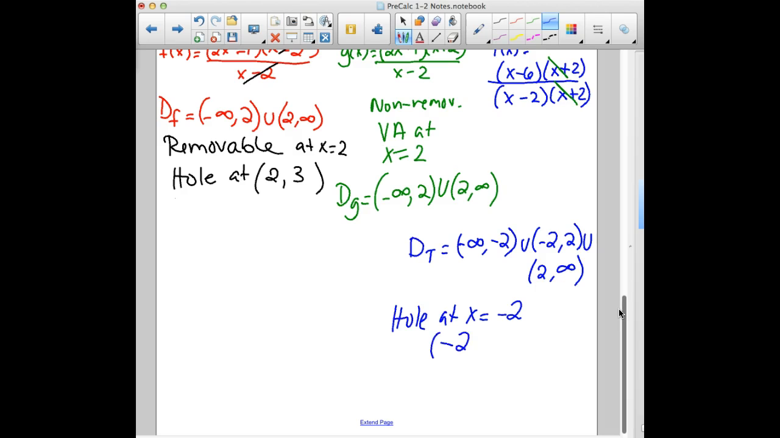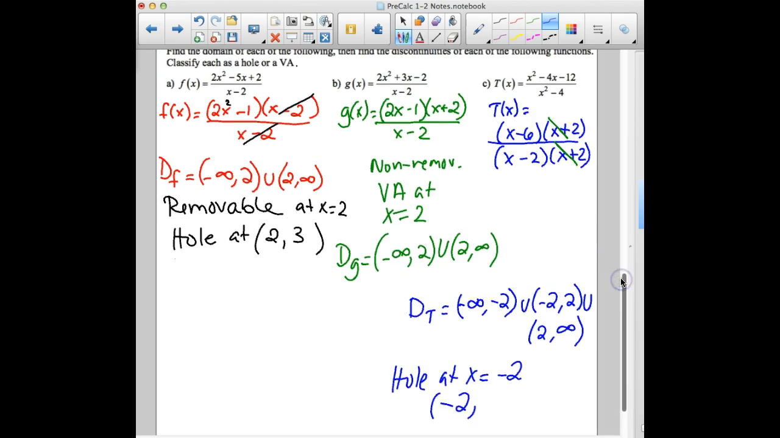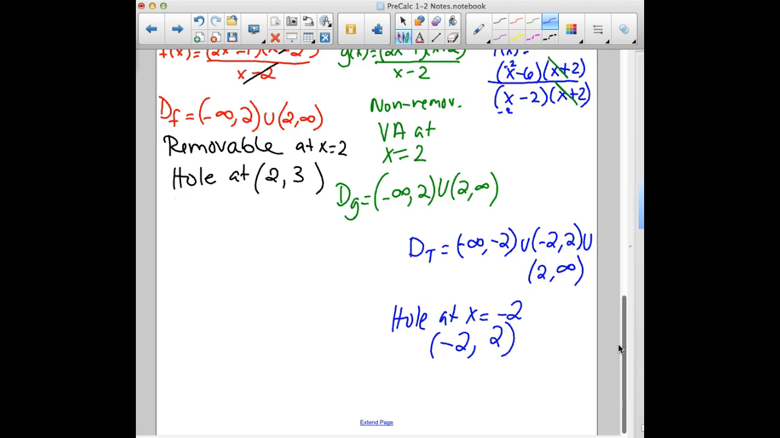All right, if we wanted the coordinates for that, remember we put negative 2 back into our function, ignoring the 2x plus 2 factors. So if we put negative 2 in the numerator here, we get negative 8 over negative 4, which is 2. So our hole is located at negative 2, 2. All right, and then what happens at x being positive 2? Okay, so we have a vertical asymptote at x equaling a positive 2. All right, questions about that?